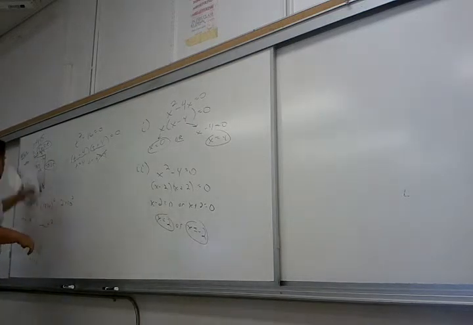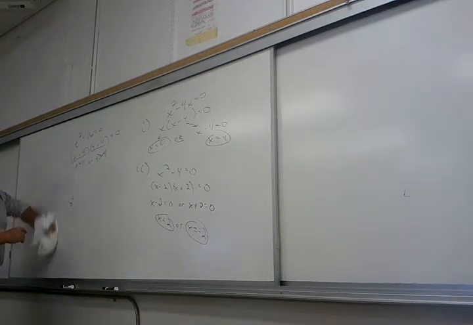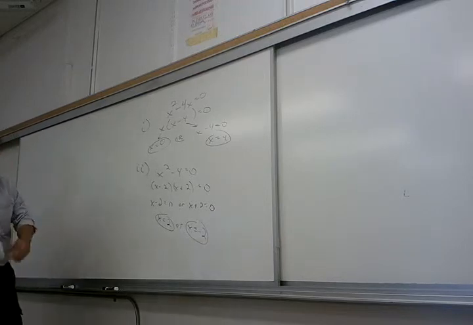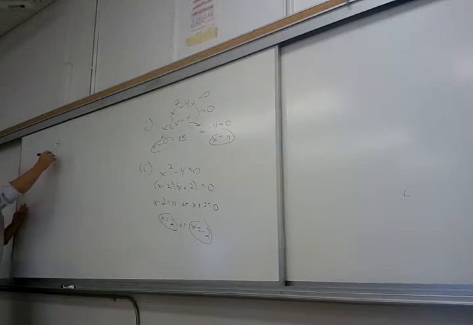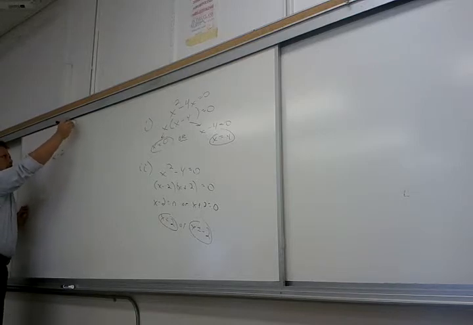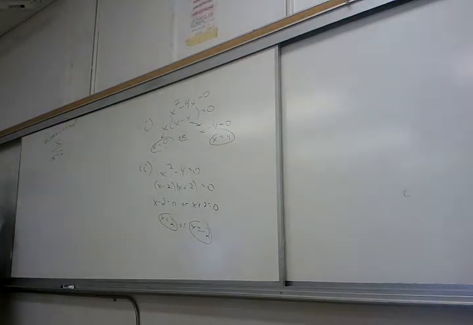So what are the restrictions on the variable here? 469, 2B. What are the restrictions on the variable? X can't be 2. I love it. Another way they could say that is, what's the domain of x? X is everything except 2.